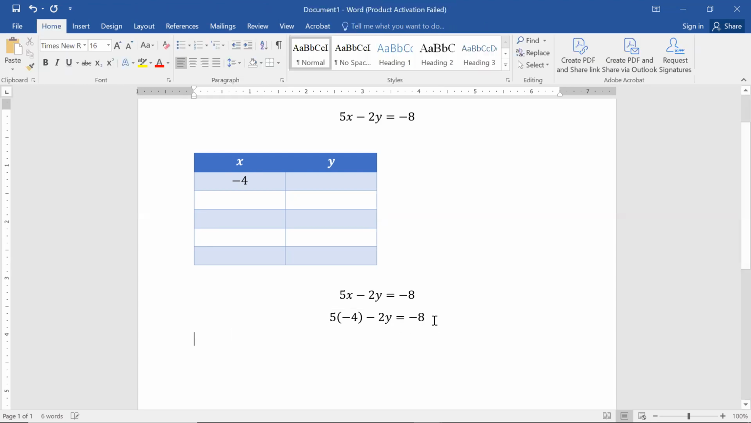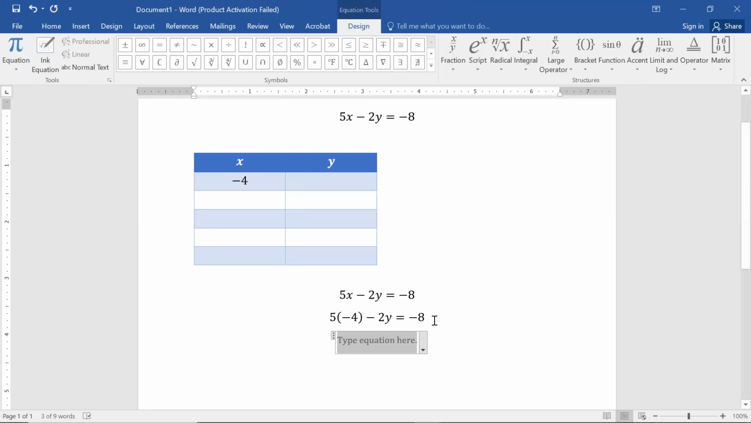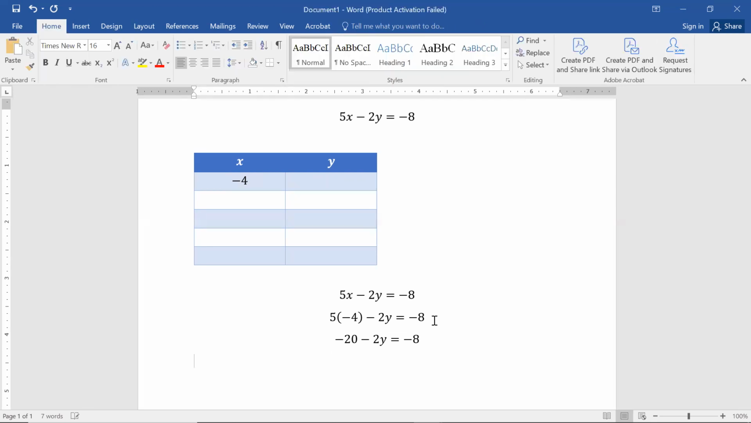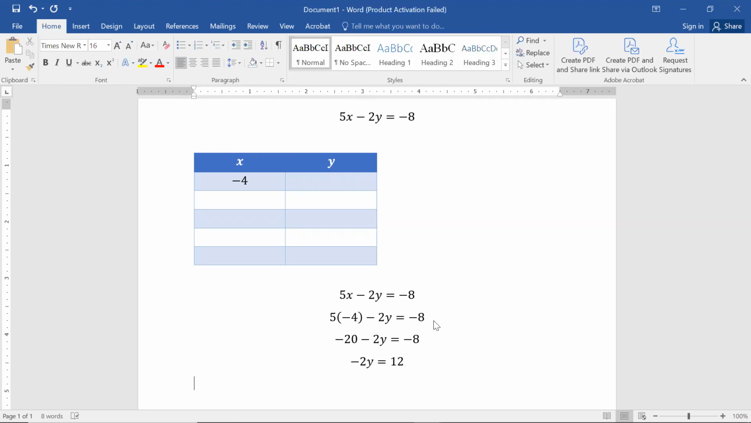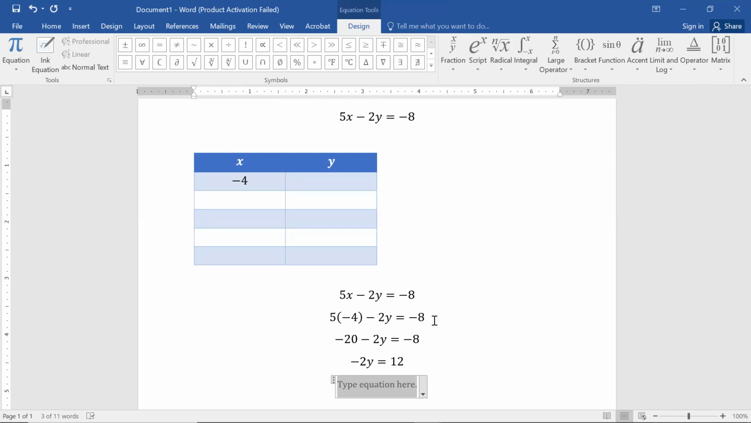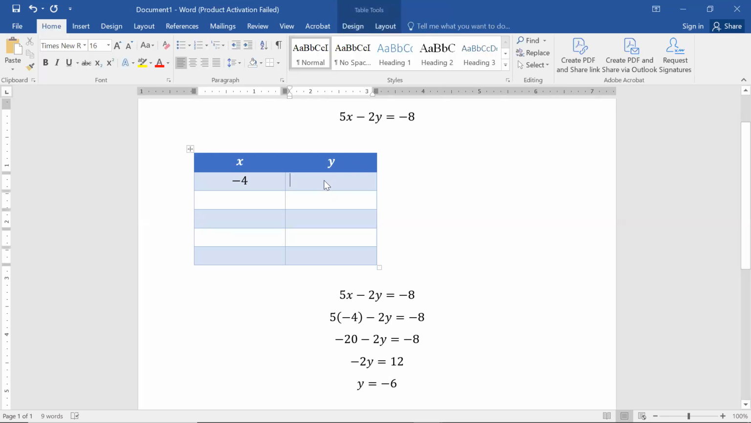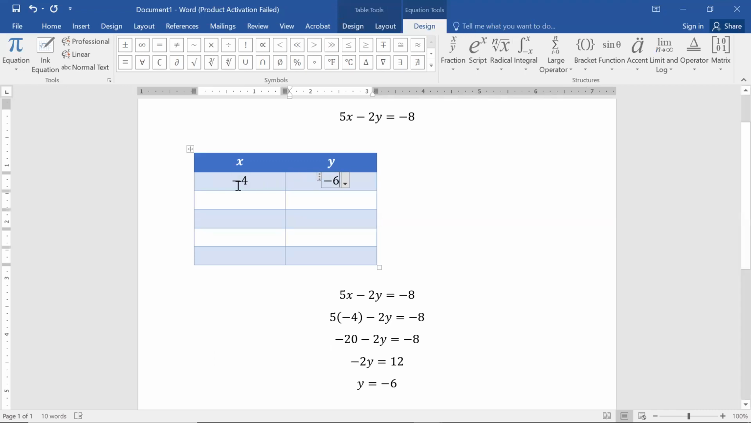When I do that, we'd solve it in the normal way. -20 minus 2y equals -8. Adding 20 to both sides gives me -2y equals 12. And then lastly, I divide both sides by -2, giving me y equals -6. So the point -4, -6 would be a point on the line.